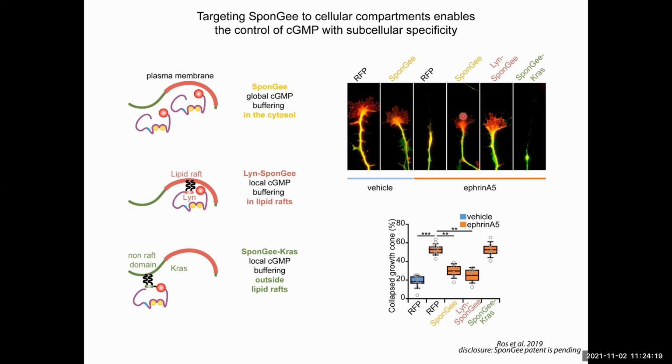When SPONGI is expressed, or when Lyn-SPONGI is expressed, so SPONGI in lipid raft, the collapse is reduced, but not when SPONGI-KRAS is expressed. So we do have a way, with Lyn-SPONGI and SPONGI-KRAS, to act differentially on different subcellular cyclic GMP signals.